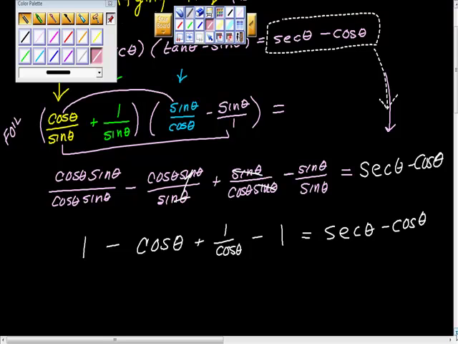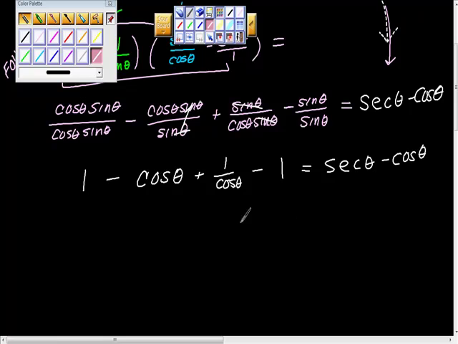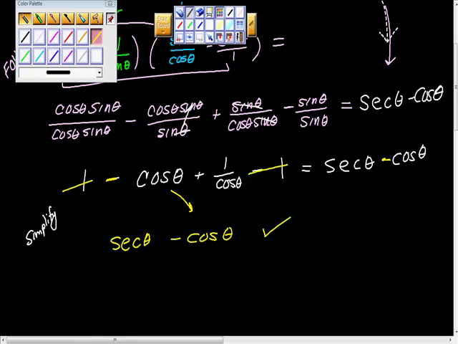Let's take a look. Going to cancel now, going to simplify. Positive 1, negative 1 cross out. This negative sign, you guys, is this one, isn't it? So negative cosine theta, that's that, and this is its negative sign. And 1 over cosine theta is secant theta. So check. All right?